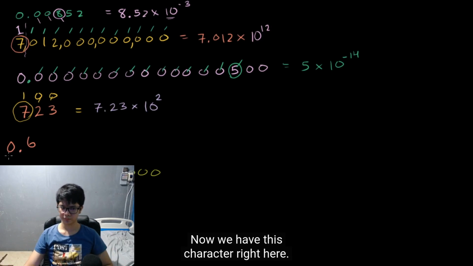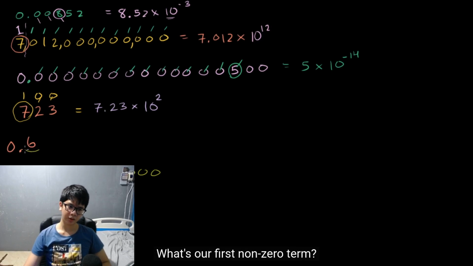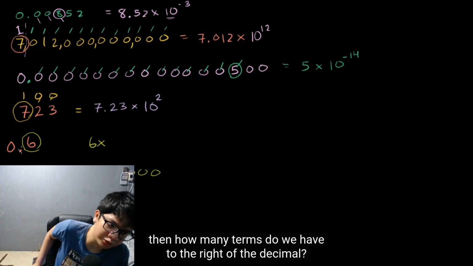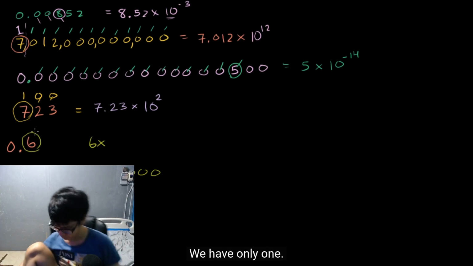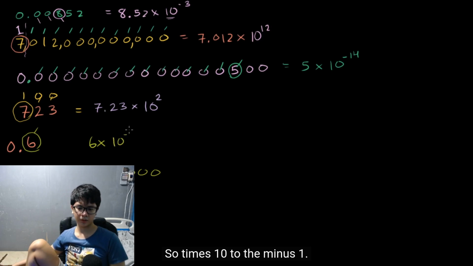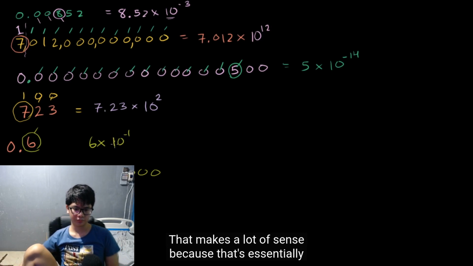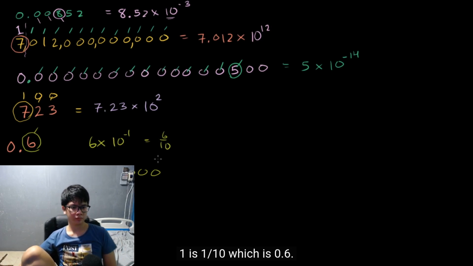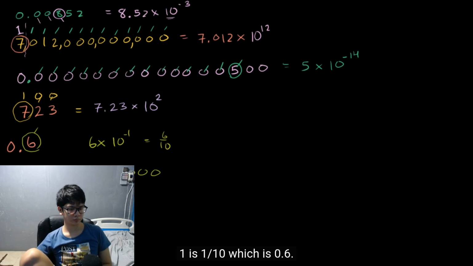Now we have this character right here. What's our first non-zero term? That one right there, 6, times 10 raised to how many terms do we have to write at the decimal? We have only one. So times 10 to the minus 1. That makes a lot of sense, because that's essentially equal to 6 divided by 10. 10 to the minus 1 is 1 over 10, which is 0.6.